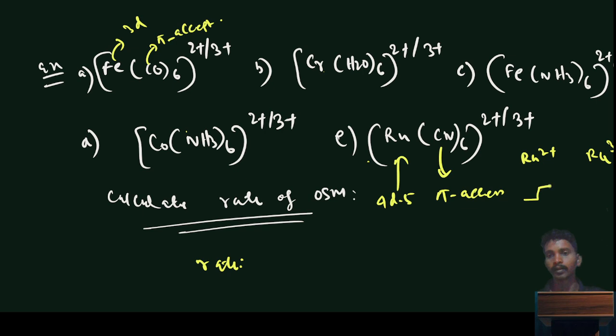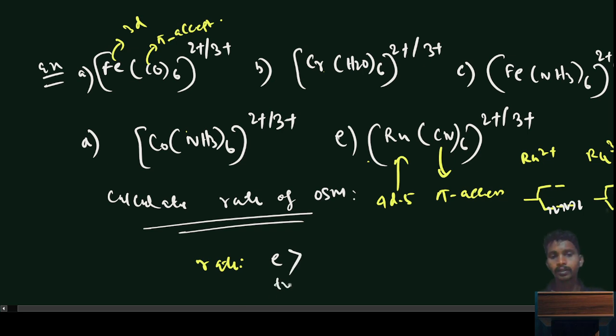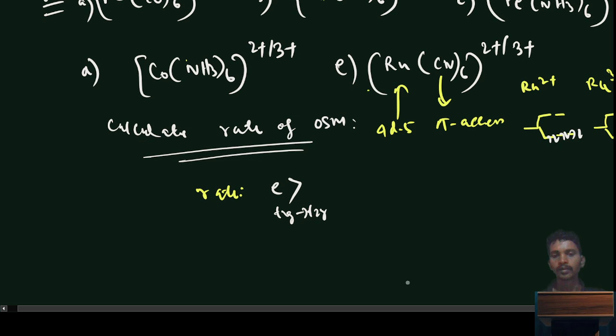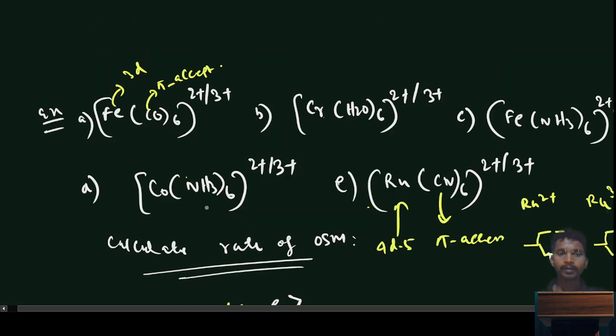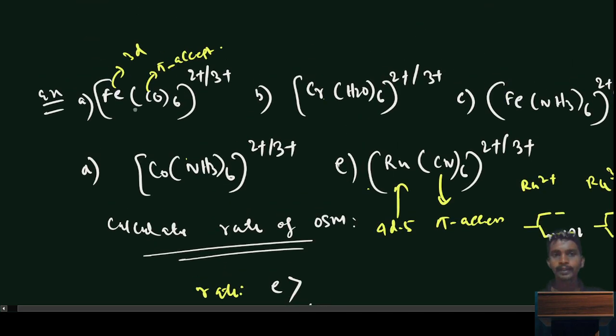So you see that here this is D6, so 1 2 3 4 5 6, and this is D5, 1 2 3 4 5. So with pi acceptor ligands, it is T2G to T2G. So this is T2G, first will be that E, because here this is T2G to T2G, pi acceptor ligands with the 4D series. Then we'll have A, the same thing will be the same case.